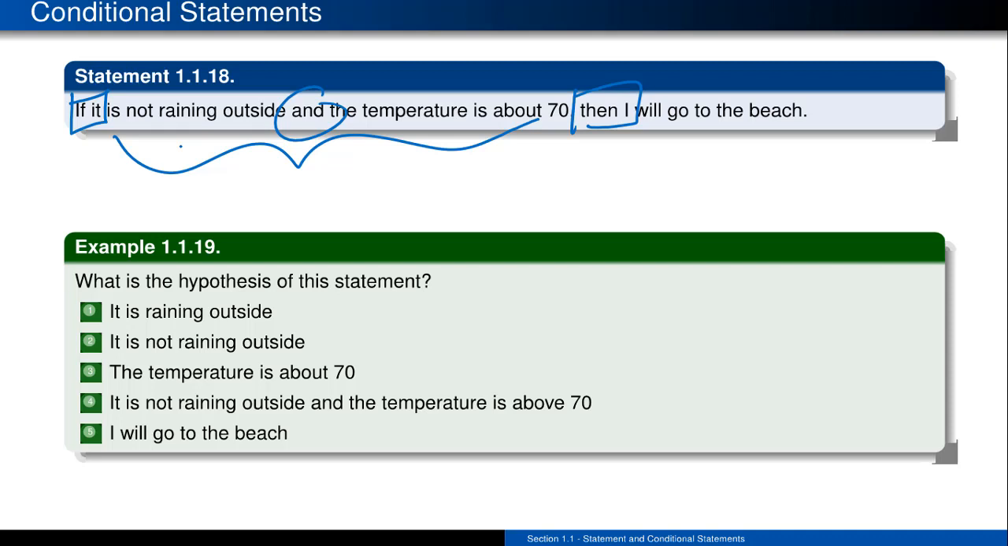So in that case, there are two things feeding into this if structure, and then the back end part of this is still going to have this one fact that I will go to the beach. So the actual assumption, or the hypothesis, of this statement is exactly this part, or that fourth thing down in this case. It's got to be not raining and the temperature has to be above 70 degrees.